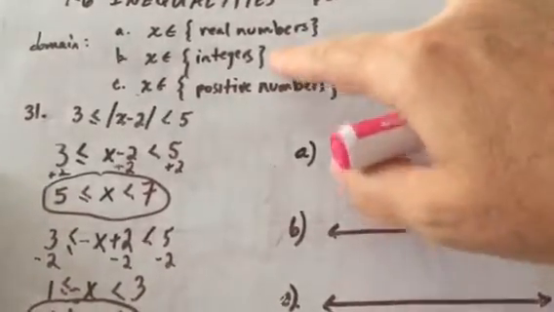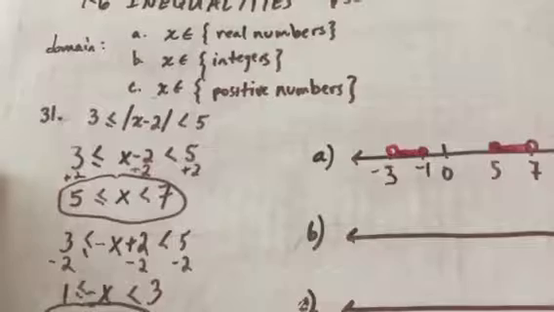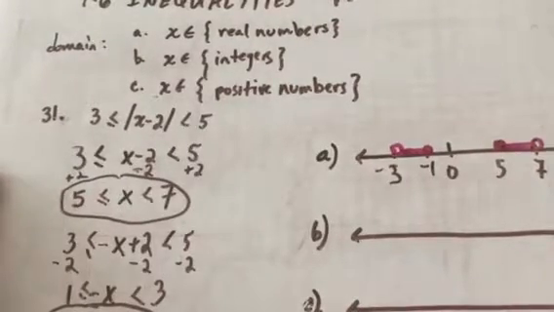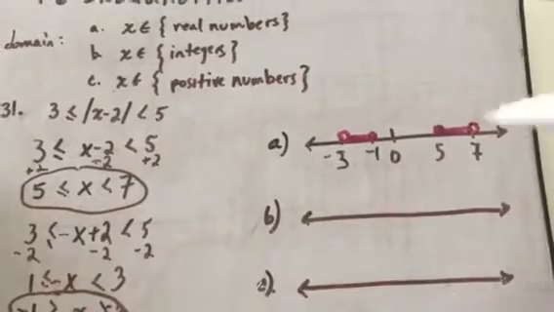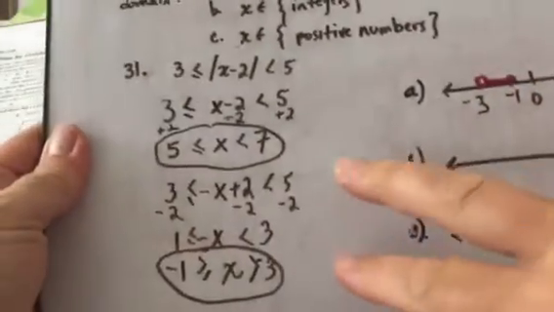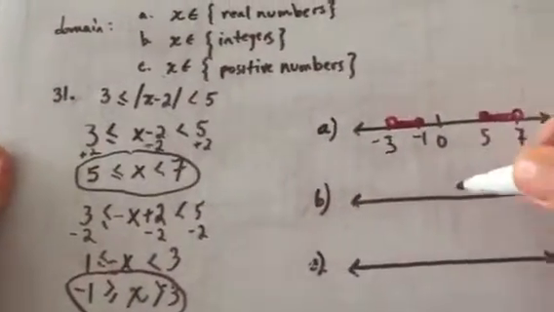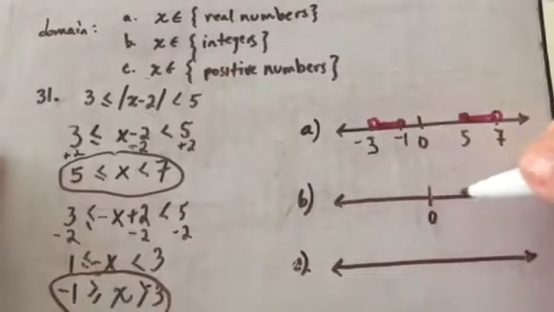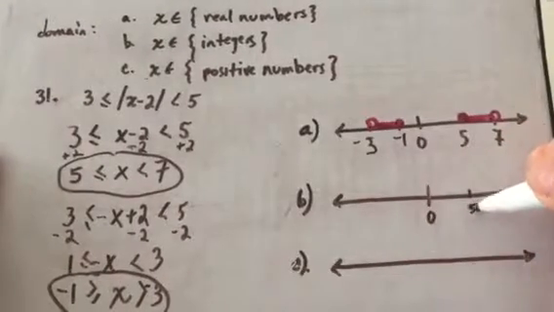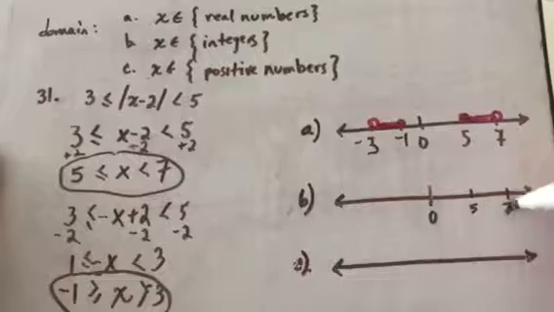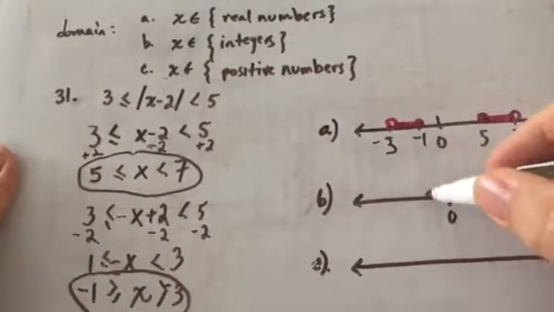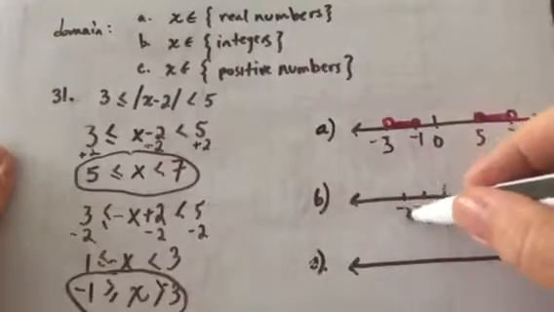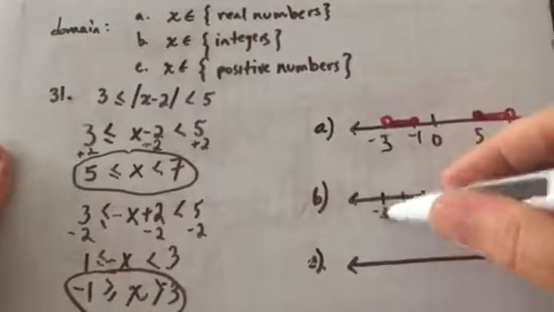So B changes our domain, so now we're sort of in a different store where we don't have all the real numbers, we only have integers. Okay, so the only solutions will be integers, but we're still using this right here, and we still have 0, and our endpoints are 5 and 7, and integers include 5, 6, and 7, and over here we have negative 1, negative 2, and negative 3.